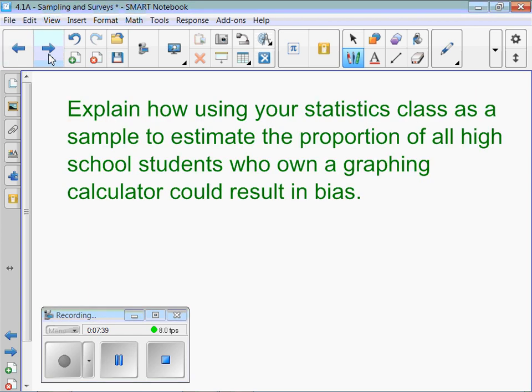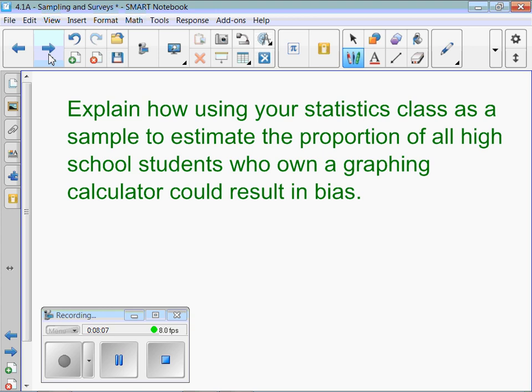All right, so here's an example. Explain how using your statistics class as a sample to estimate the proportion of all high school students who own a graphing calculator could result in bias. How many of you have a graphing calculator? What percent of this class, you guys? Like 100%. How many Math 7 kids have a graphing calculator? I don't think Math 7 kids are like allowed to use one.